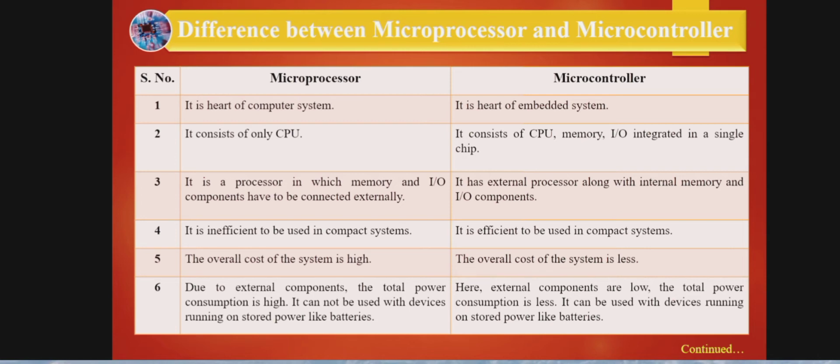Microprocessor is not used in compact system, whereas microcontroller can be used in compact systems. The overall cost of microprocessor is high, whereas that of microcontroller is less. Due to external components, the total power consumption of microprocessor is high, whereas in microcontroller, external components are low, therefore the total power consumption is less.